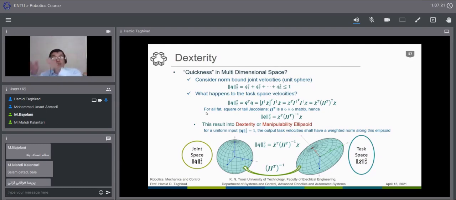In either case, no matter which one, JJ transpose is a square matrix. And we can find its inverse, not a pseudo-inverse. We don't need a pseudo-inverse here. It is always a 6x6 matrix, which has a completely invertible case. Not J, but JJ transpose. JJ transpose is something like J squared, something multiplied. It is a square matrix.